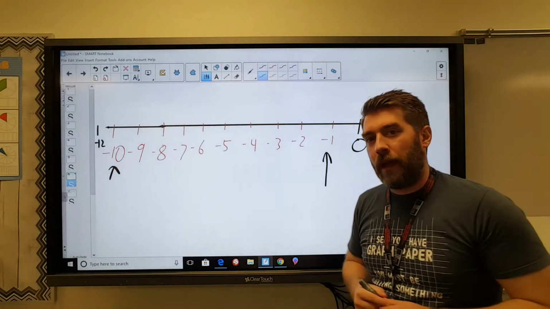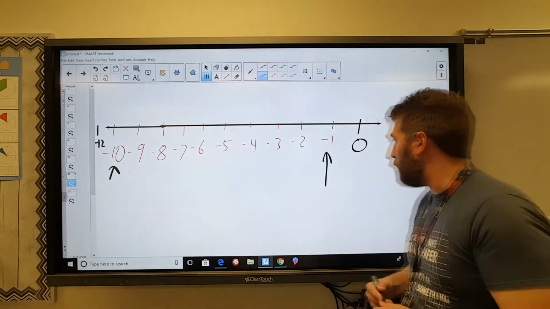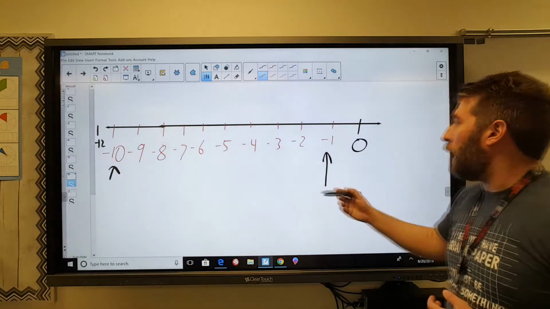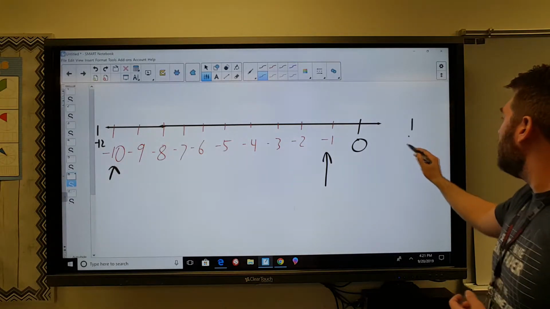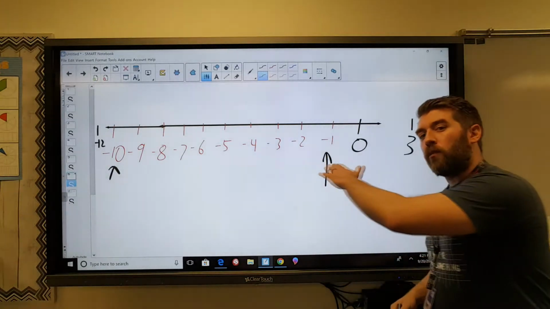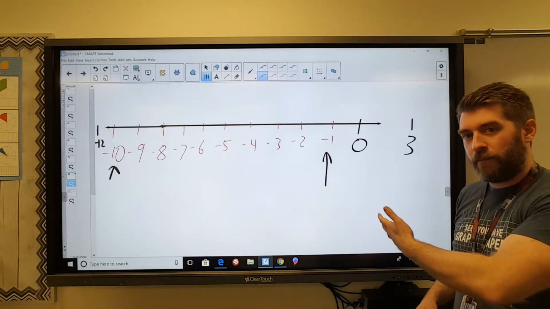What if I wanted to put a positive 3? Well, obviously that would be greater because it'd be about here, because it's further to the right on the number line. Okay?